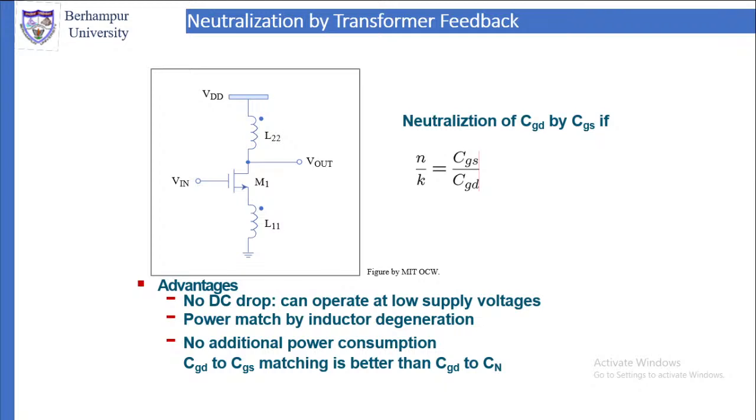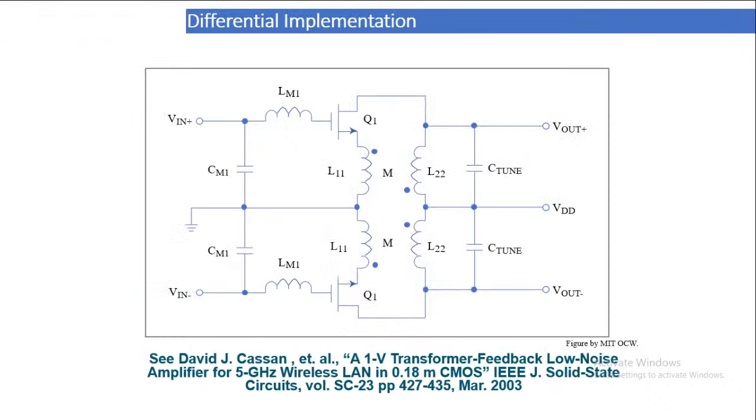The advantage is there is no DC drop because you are using only inductors. This can operate at low supply voltage. Power match by inductor degeneration. Then no additional power consumption is there. CGD to CGS matching is better than CGD to CN matching. So neutralization is done. The same thing can be implemented in a differential form.